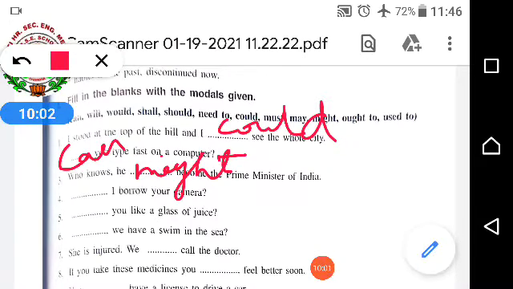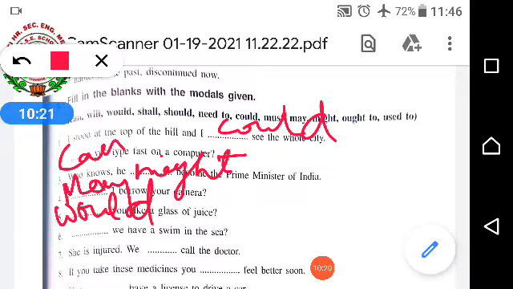Dash I borrow your camera. So, may, you're requesting, may I borrow your camera? Like that. Fifth one, dash you like a glass of juice. So it will be, would you? Because I told you when you're offering, you're using would you like a glass of juice?